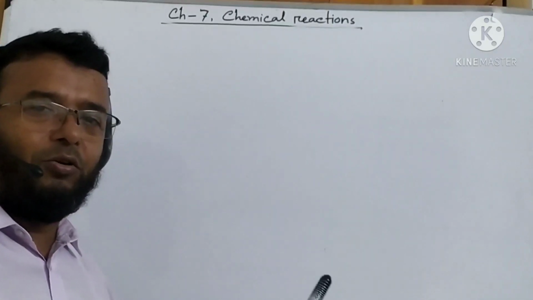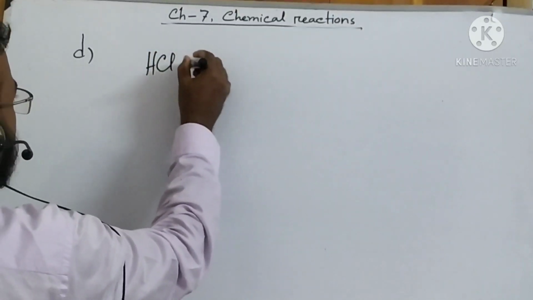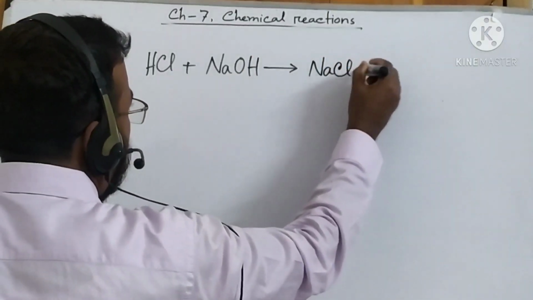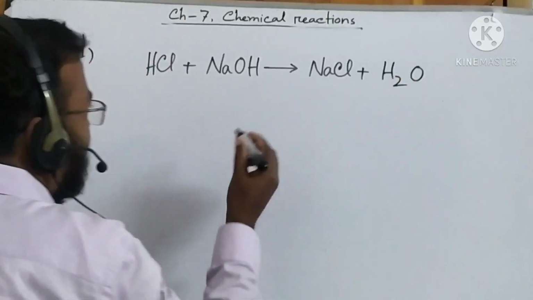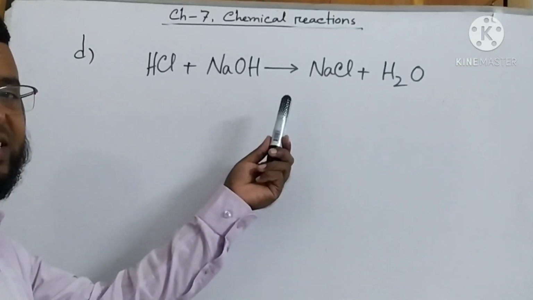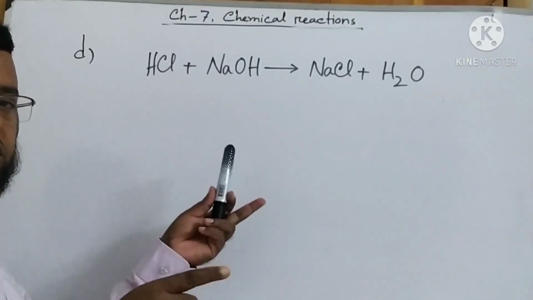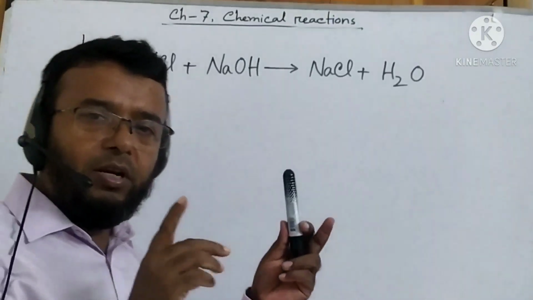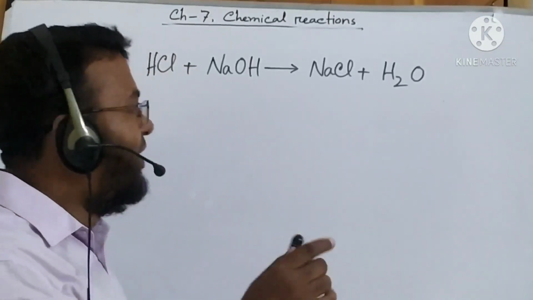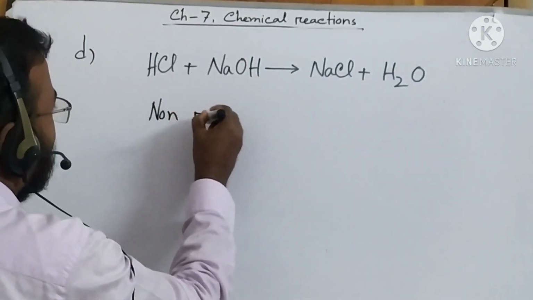Okay, dear students, now question number D. It is told that there is a reaction: hydrochloric acid plus sodium hydroxide react together to produce sodium chloride plus water. Now in this reaction we see that it is a neutralization reaction and also it is a non-redox reaction. If electron exchange occurs, that reaction is called redox reaction. If electron exchange does not occur, that is non-redox reaction. Here electron exchange does not occur, that's why it is called non-redox reaction.